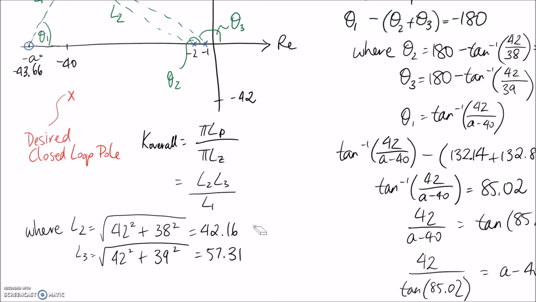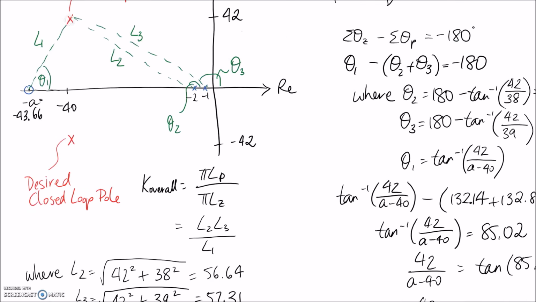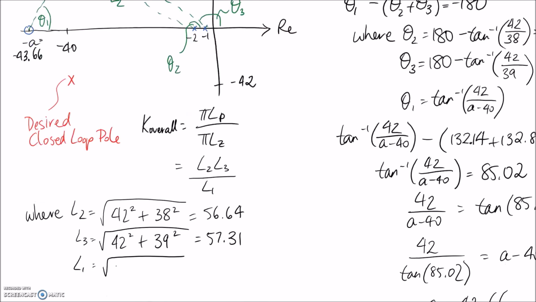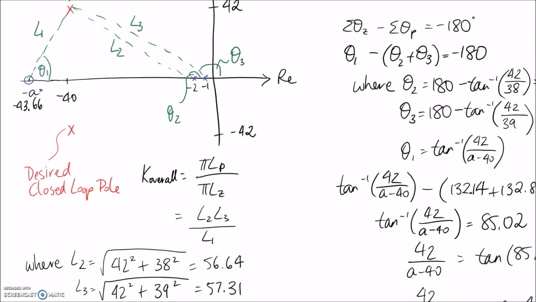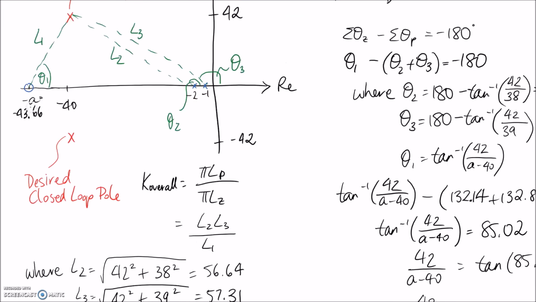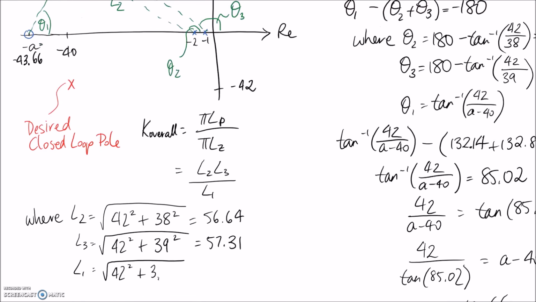So this one ends up having a length of 57.31, and I've just realized I copied the wrong one here. Actually, sorry, it was 56.64. Now we should be able to do L1, which is this length in here. The height again is 42, and the width here is going to be the difference between 43.66 and 40. So that's just 3.66. And this is the one that comes out to 42.16.